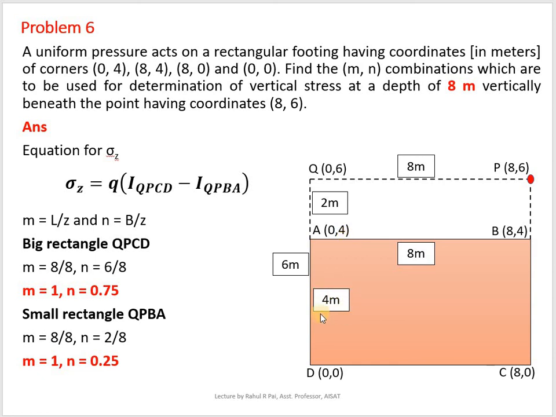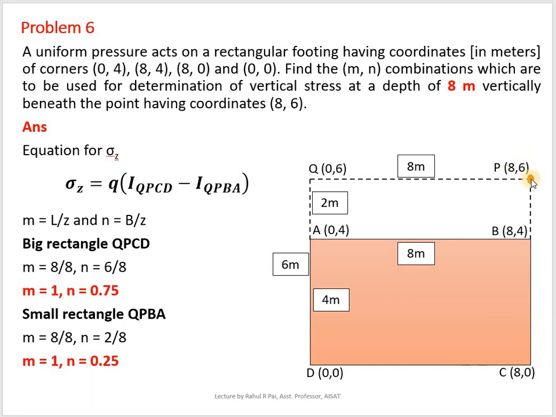Now you just mark the dimensions. This is 4 meter width and this is 8 meter length. Now you have to find the stress at a depth of 8 meter at this point, that is point 8, 6. So you have to mark all the coordinates like this. No need of graph paper, you can roughly mark it on a white paper, but you must draw a neat sketch like this. So you have a point here 8, 6.